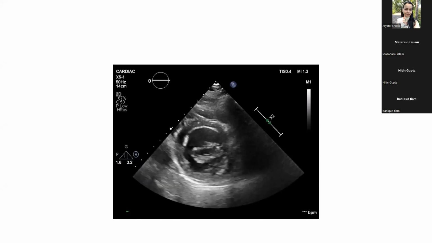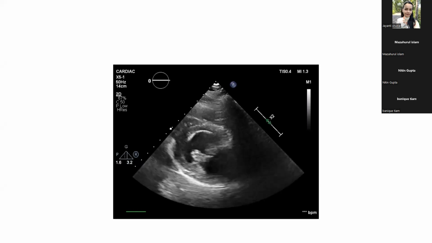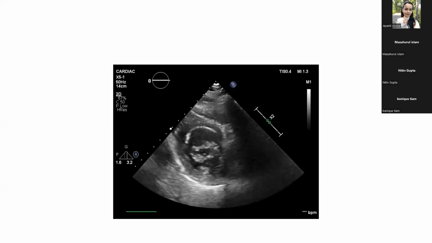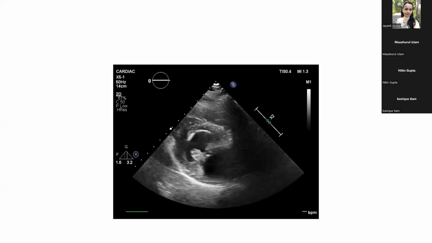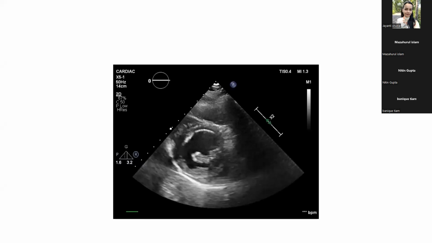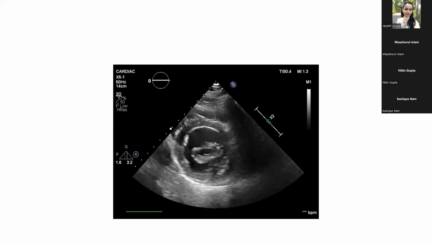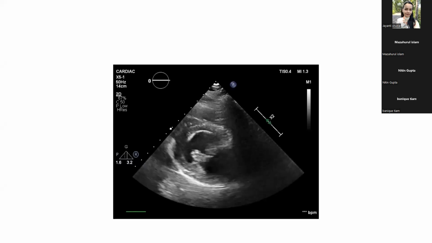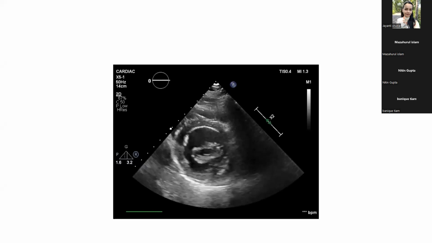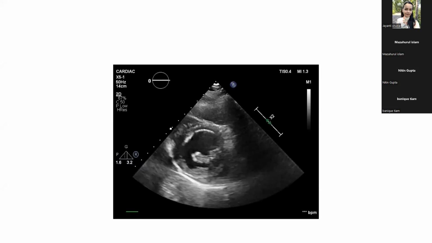Through TR jet. Hello, I can hear you. Go on. Yeah, through TR jet, we will measure. You want to measure the TR jet? From the TR jet, what do you get? The peak pulmonary artery pressure or mean pulmonary artery pressure?